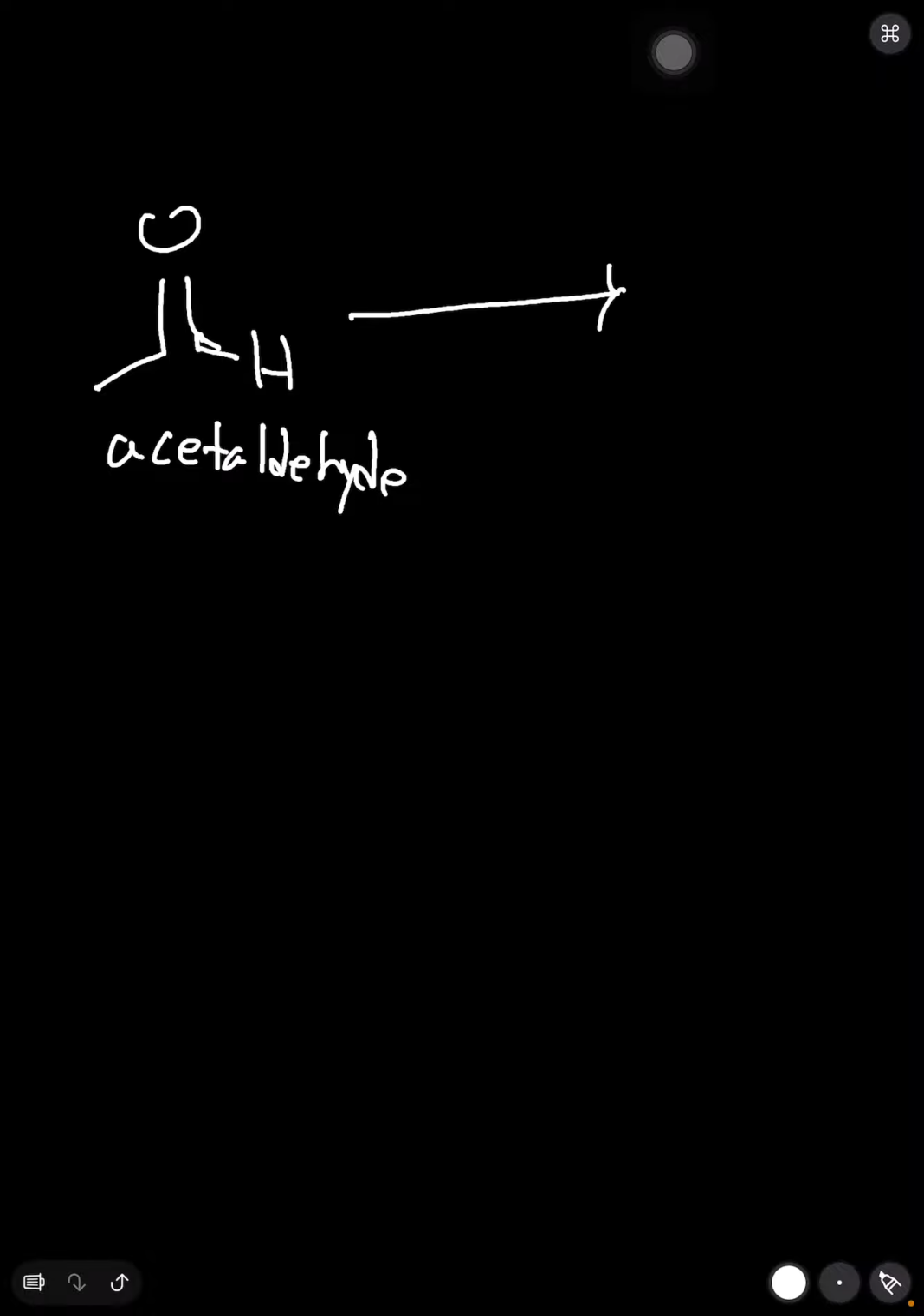The last step is to convert acetaldehyde into ethanol, which is the alcohol that's present in alcoholic beverages. And you guys know the structure of ethanol. There it is.